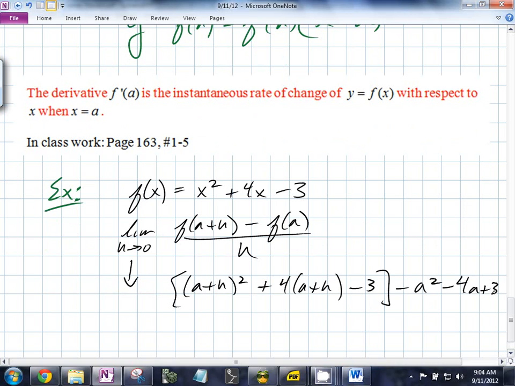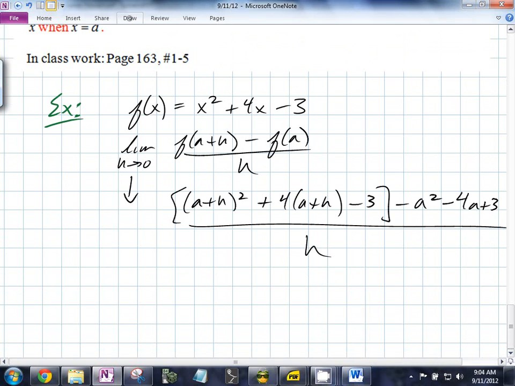All over what? H. What cancels already? Those cancel, right? And the 4a, that cancels right there? Eventually. Let's just do this out. A squared plus 2ah plus h squared plus 4a plus 4h minus 3 minus a squared. Right? Did I get that all in there? So what cancels now? Yeah, the a squareds cancel.